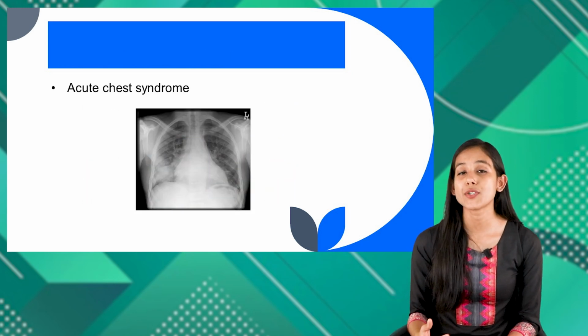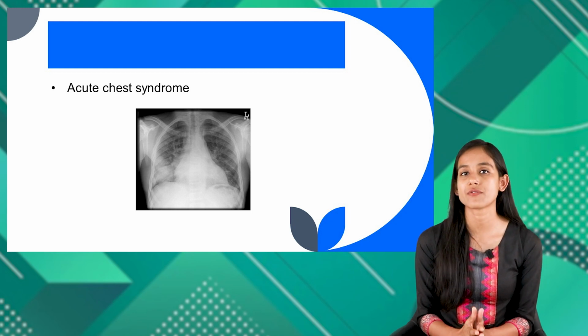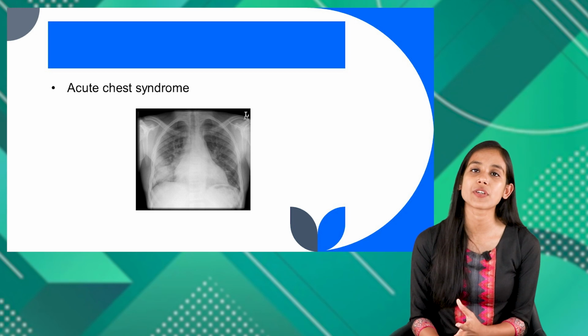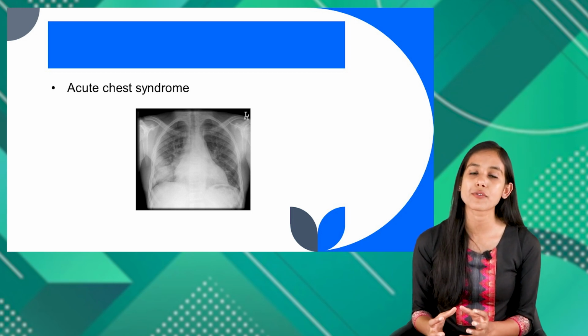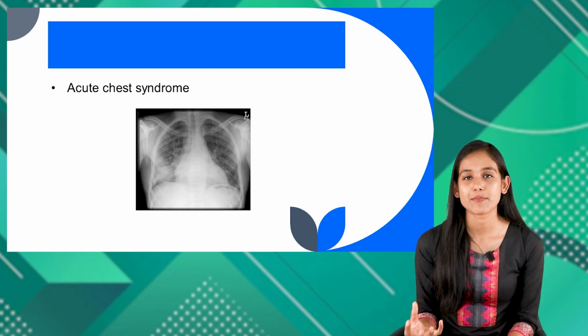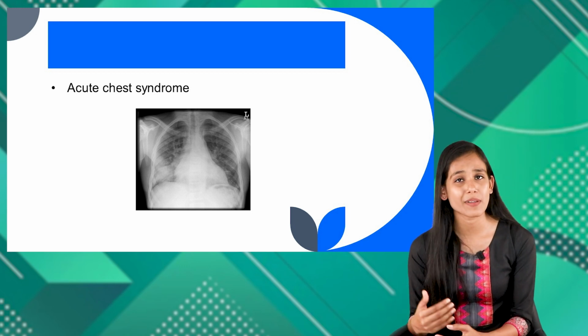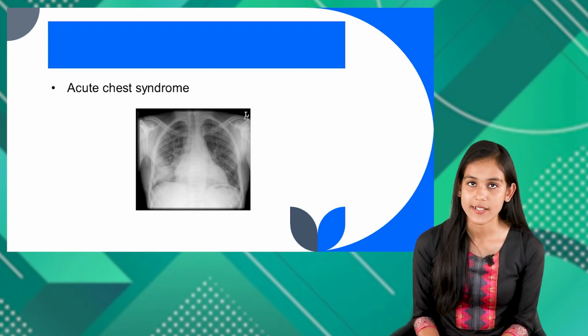Next, there might be acute chest syndrome. Now, this is a life-threatening complication of sickle cell anemia. This might happen because the blood vessels in the lungs also might become clogged with these sickle-shaped RBCs, and eventually there might be frequent infection, and because of that there might be acute chest syndrome.